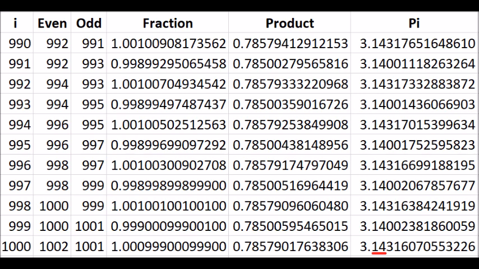Extending the table to 1,000 rows, we get these numbers. Even so, 3.14 is only 2 digits past the decimal. That's not very fast convergence at all. Do you have any ideas on how to speed up the rate of convergence?